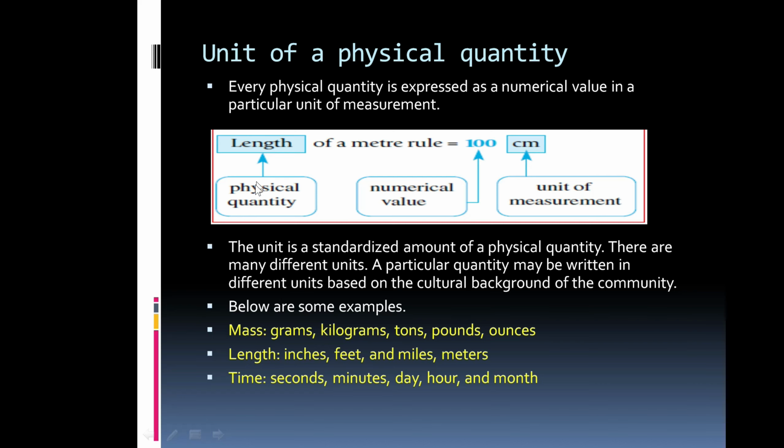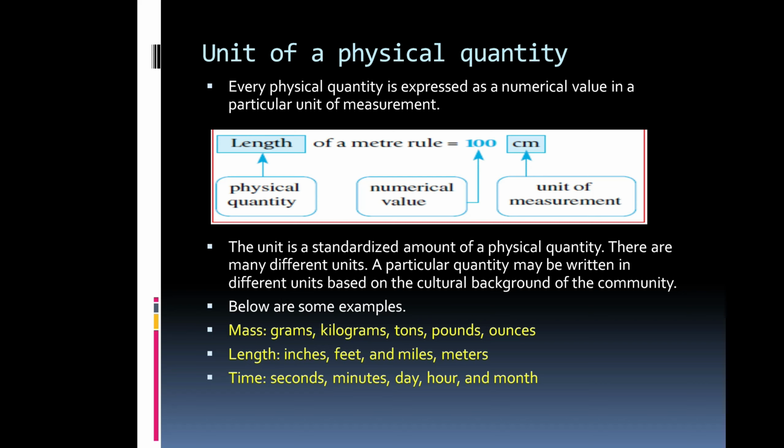Just look here, what is length? It is a physical quantity. And 100 is the numerical value, and centimeter, cm, is the unit of measurement. So it is clear from this example that a physical quantity can be expressed as a numerical value and in a particular unit of measurement.